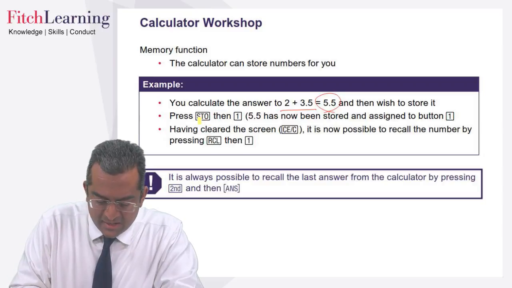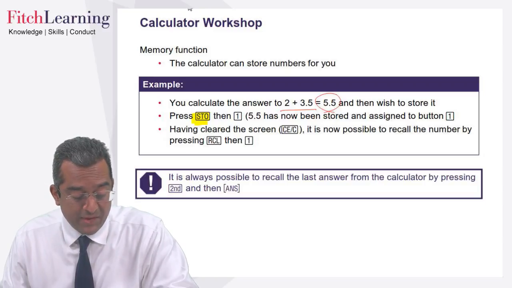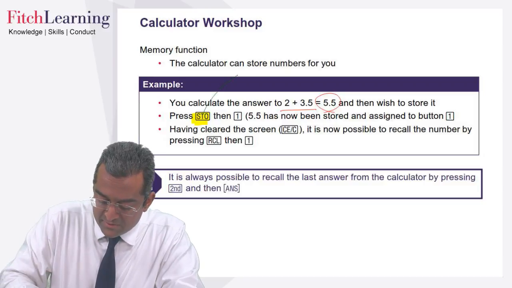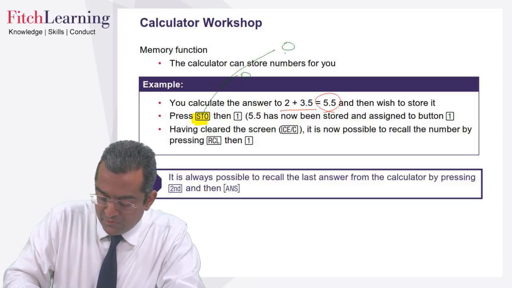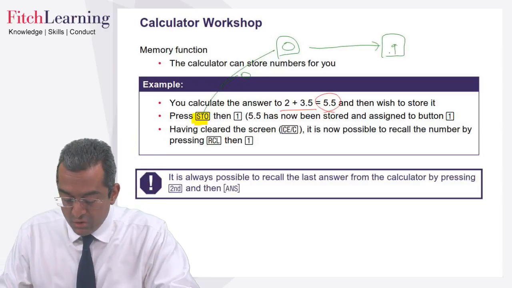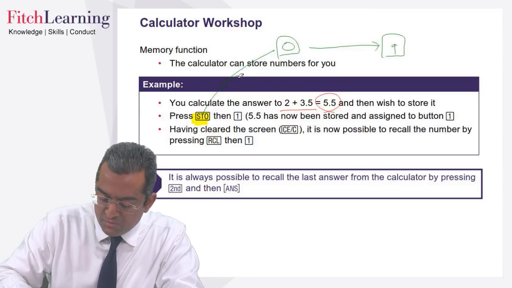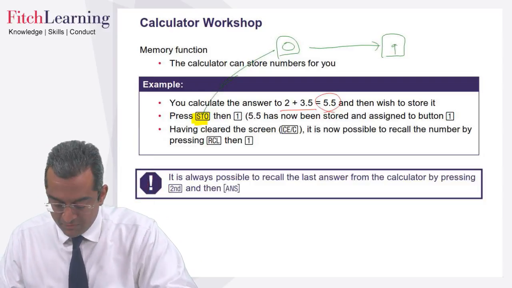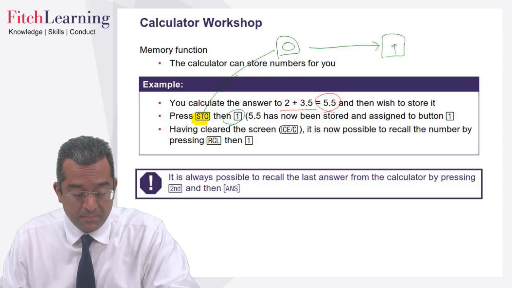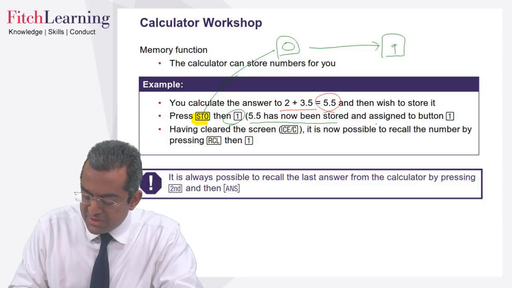Here's the thing. I want you to press the STO button. STO, store, is located to the left of the number 4. Now, you've got to choose one of the buttons from digit 0 all the way to the number 9, so basically the number digits. You can store your number under any of those entries. Which you use is up to you. For example, here they say choose 1. So STO and then press 1. 5.5 has now been stored and is assigned to button number 1.